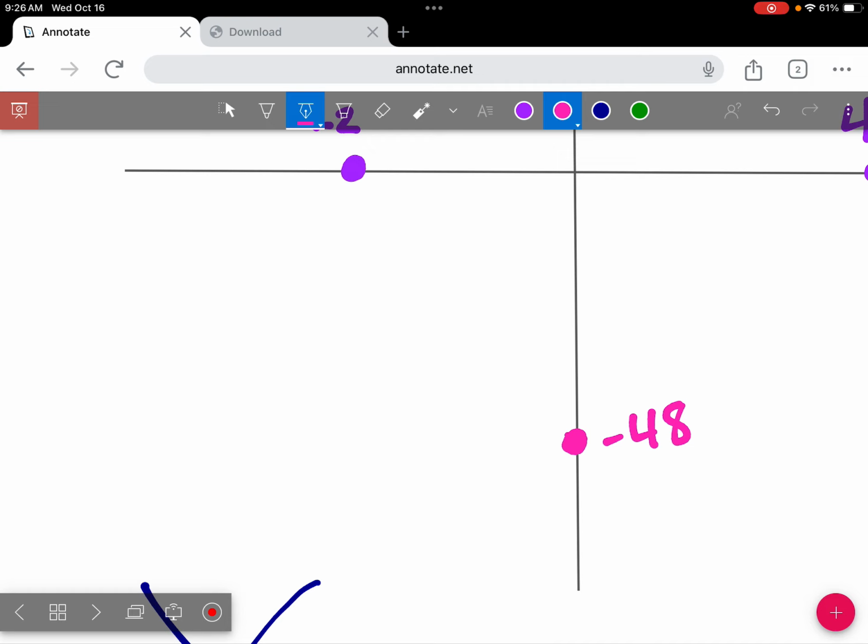We don't have to do it. That's why I didn't pass out graphs. I was like, we're not doing this to scale. Sketch. We're getting the vibe.